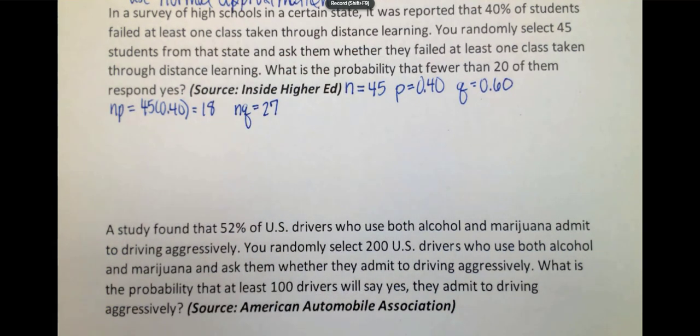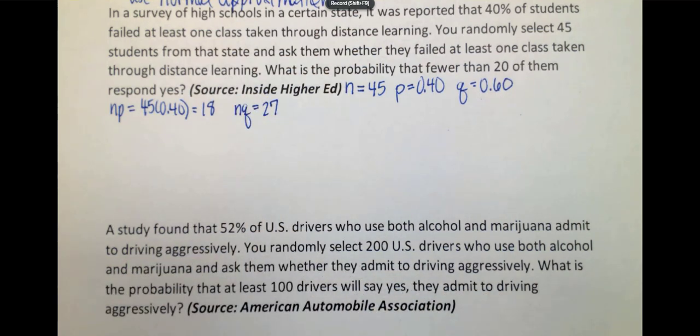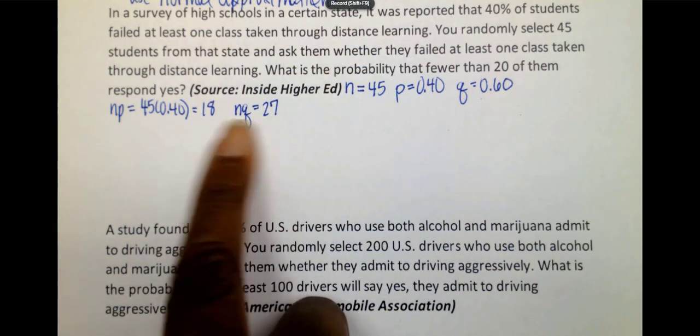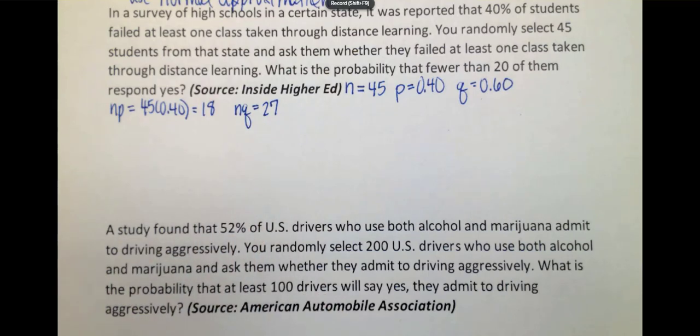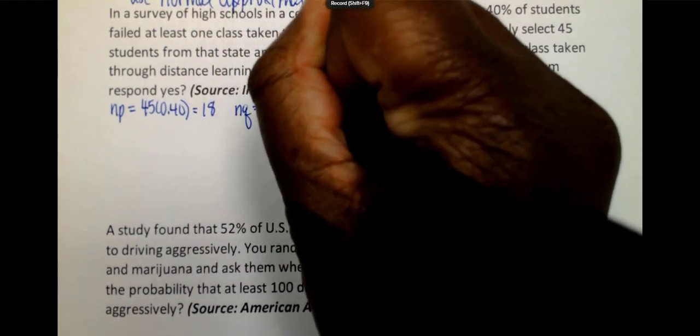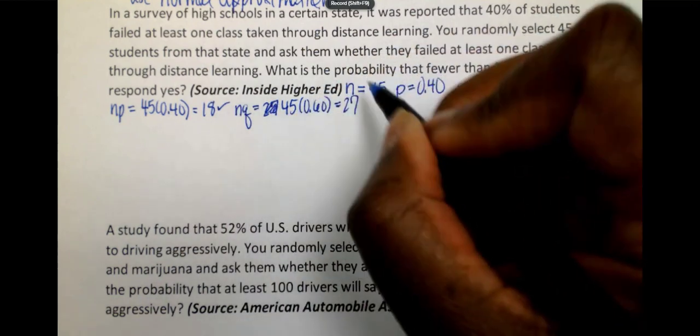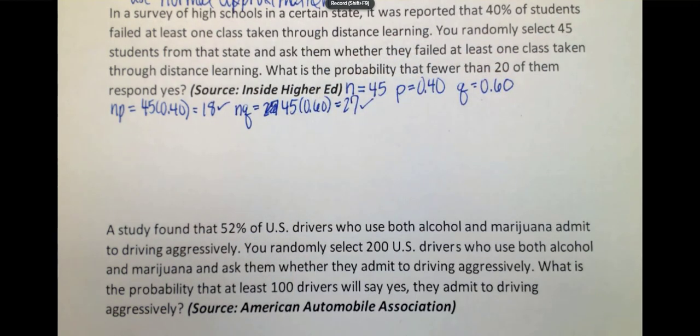I like to add those together just to make sure I have my successes and failures. Everybody's accounted for. That is 45. 45 times 0.60 equals 27. We do that. So both are at least 5, we can do our problem.